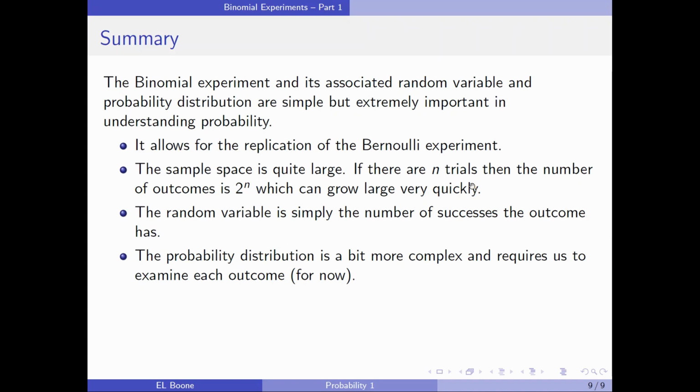So the sample space can be really quite large. If there are n trials, then the number of outcomes is 2 to the n, which can grow very, very quickly. The random variable is simply the number of successes the outcome has. So if I tried it 7 times and I succeeded 4 times, the answer is 4. That is what the random variable is.